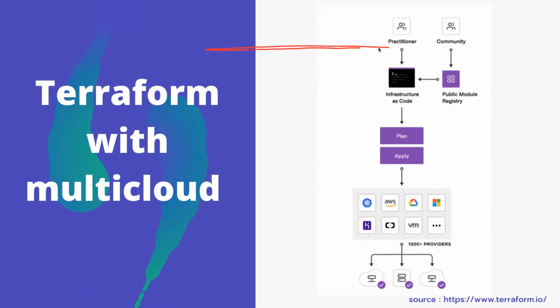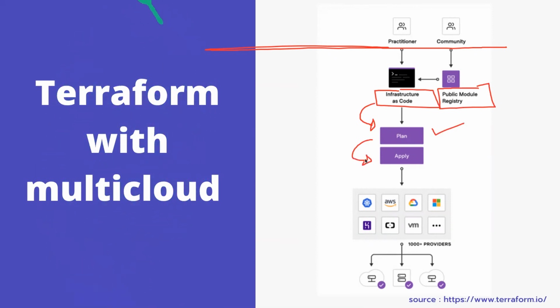Now, once you have your Terraform code, you can see this is the starting line. You have some practitioners, you have some community who will build some module that is a reusable code, but you can also write some infrastructure as code. And then you run the plan of your code to see if everything looks good. Then you apply the code. And based on your cloud provider, let's say if it is AWS, it is going to provision your infrastructure. Okay. So this is the process it is going to follow.